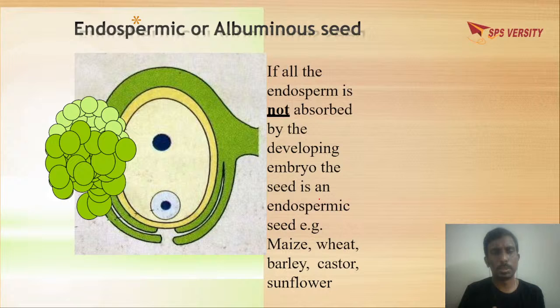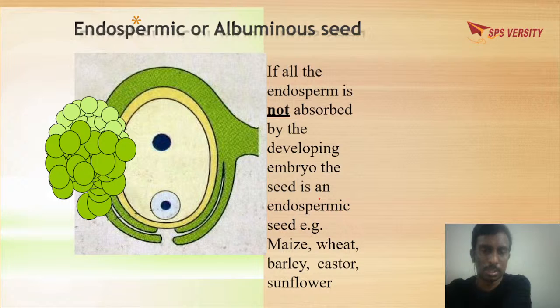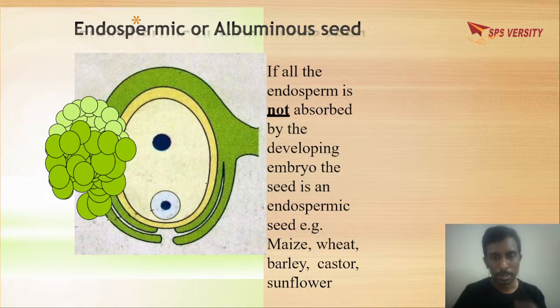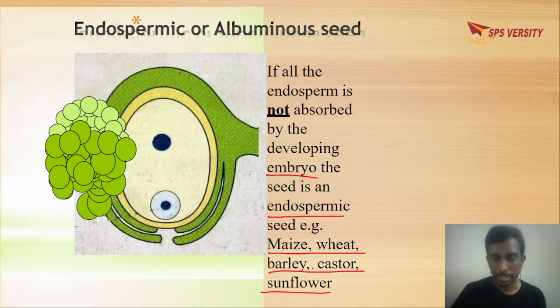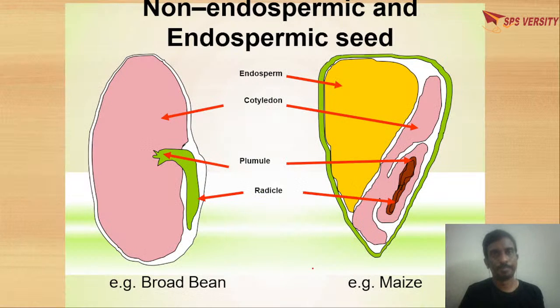What about endospermic seeds? Endospermic seeds means where the endosperm is not completely utilized. So in a mature seed, we can see both embryo and endosperm. Examples are maize, wheat, barley, castor, sunflower, where the edible part of these seeds is endosperm.